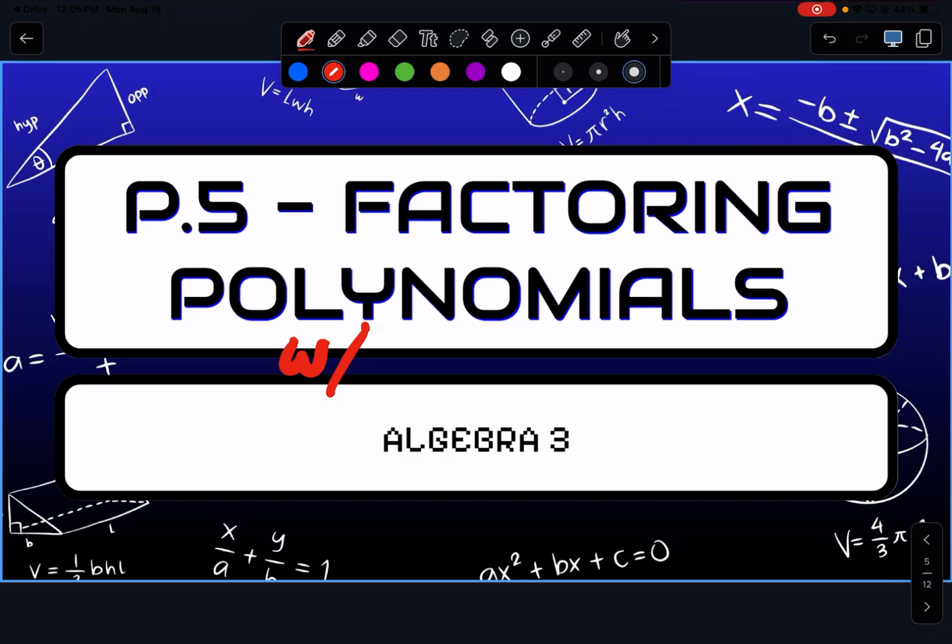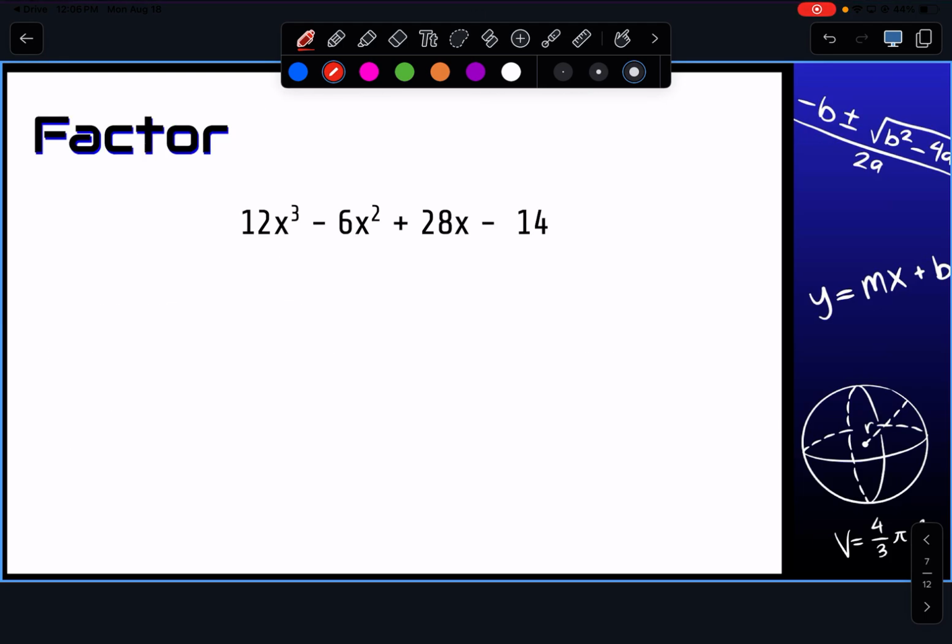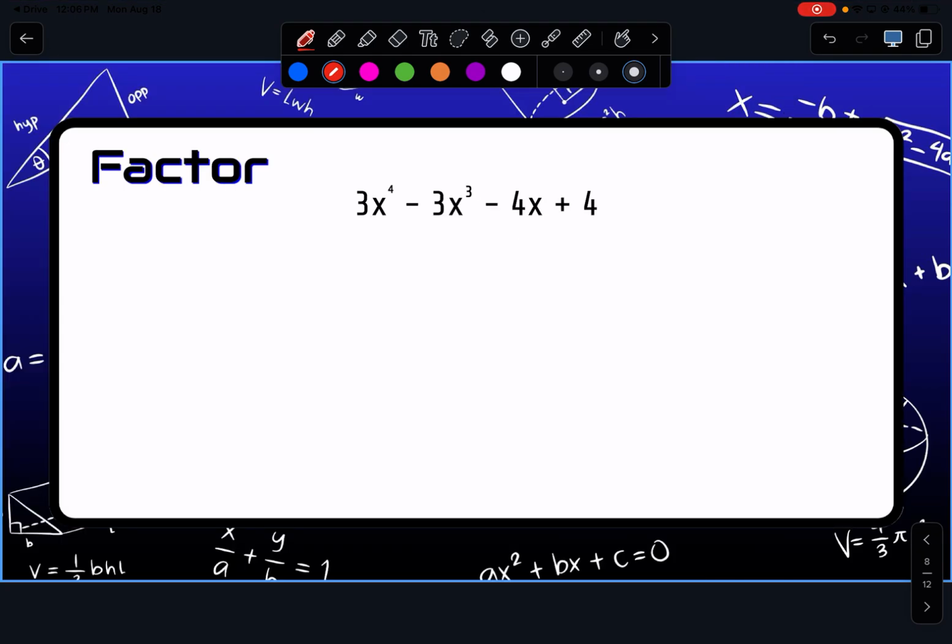Factoring polynomials with grouping. You can pause here and write down these 3 steps. First example is actually going to be this one.